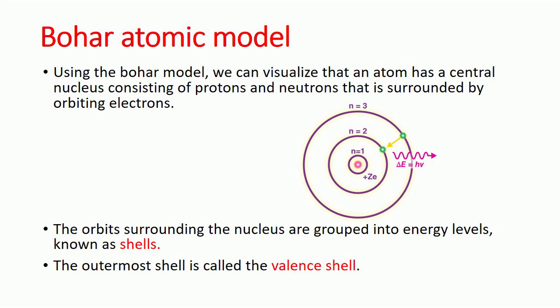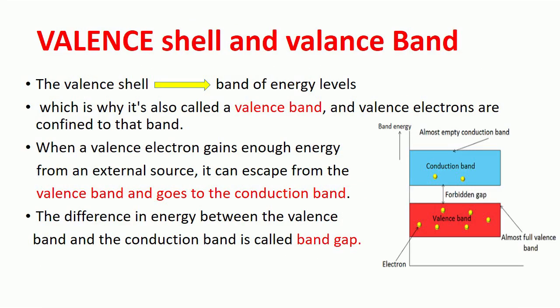The orbits surrounding the nucleus are grouped into energy levels known as shells, and the outermost shell is called the valence shell. The valence shell of an atom represents a band of energy levels, which is why it's also called a valence band, and valence electrons are confined to that band. When a valence electron gains enough energy from an external source, it can escape from the valence band and go to the conduction band. The difference in energy between the valence band and the conduction band is called bandgap.